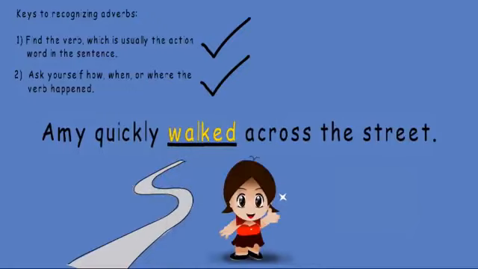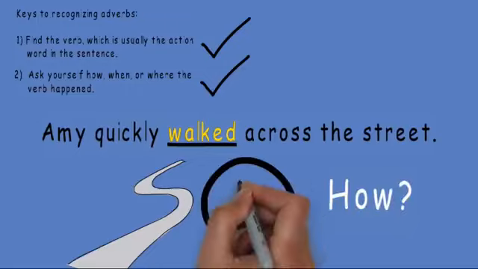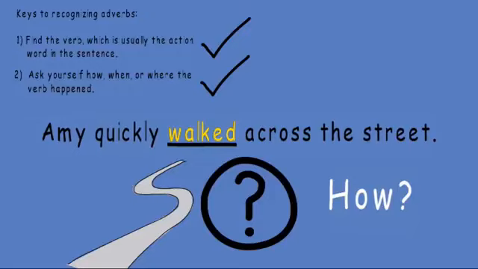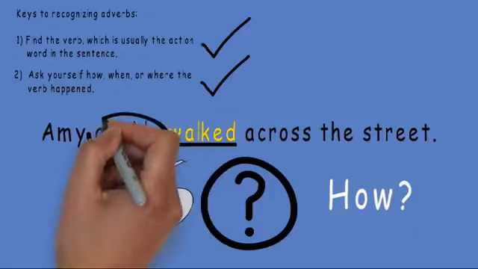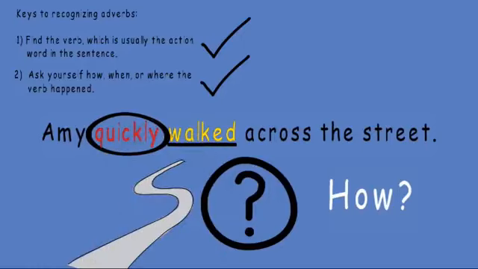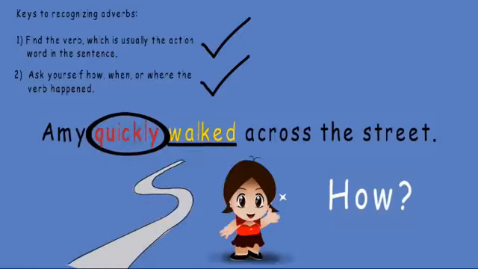Now I need to ask myself how, when, or where the verb happened. Do you see a word that tells how Amy walked? Quickly. Amy quickly walked across the street. Quickly is an adverb telling how Amy walked. Let's look at another sentence.